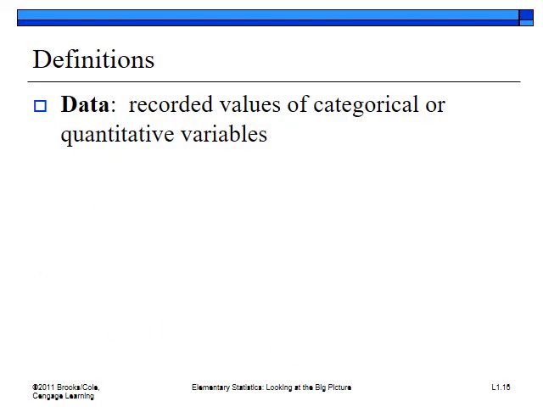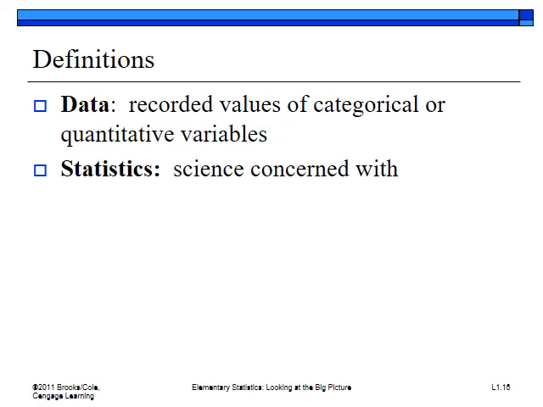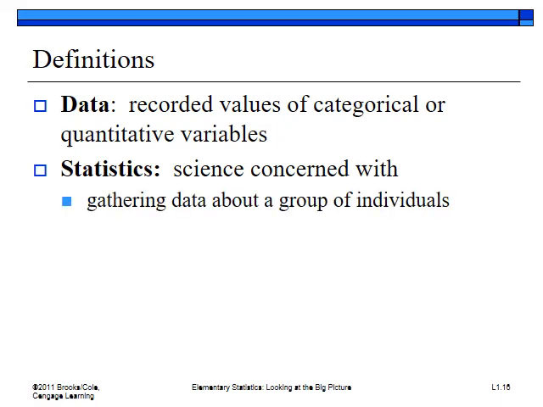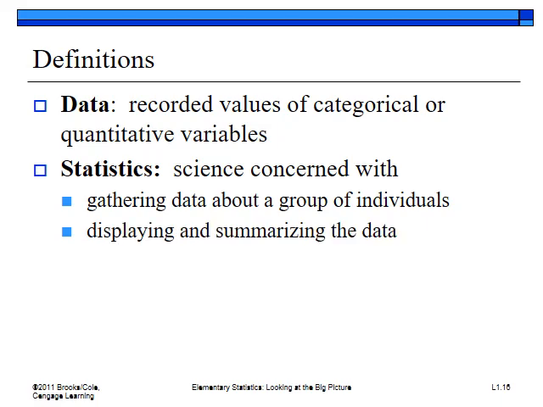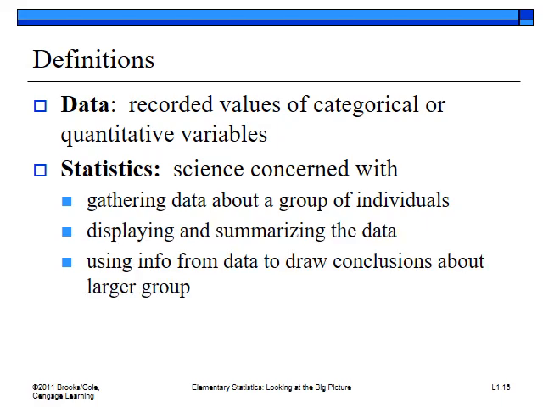Let's look at a few definitions. Data is a set of recorded values of variables. Statistics is the science that's concerned with gathering data about a group of individuals, displaying and summarizing the data, and then using info from that data to draw conclusions about a larger group.